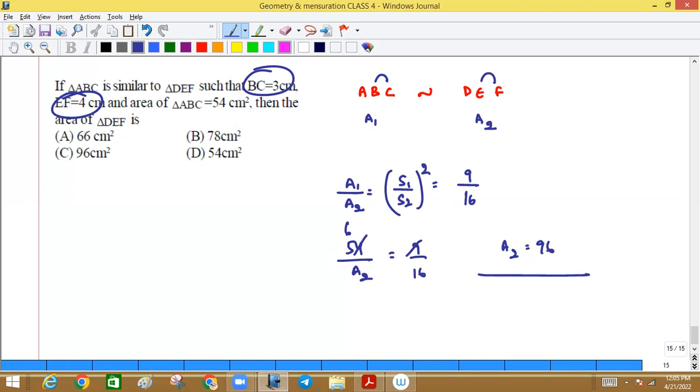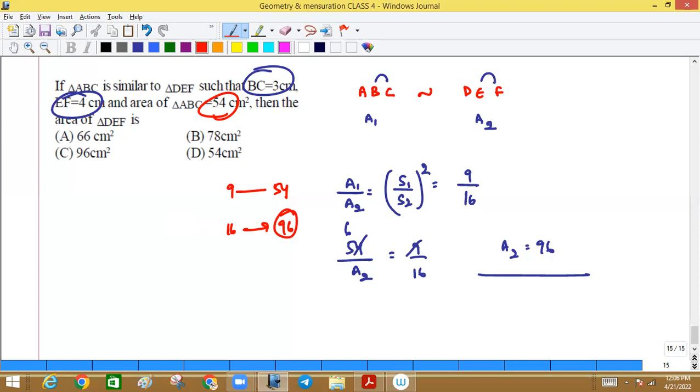But in the exam, what do you do? The moment you look at 3:4, areas will be 9:16. 9 parts is 54. The moment you look at 9 and 54, you know immediately it is 9 into 6 is how much? 54. Second one, 16 parts are how much? Yes or no? Sides ratio is 3:4 means areas ratio should be 9:16. In place of 9 parts, how much is the area given? 54. So 16 parts, 16 sixes are 96.